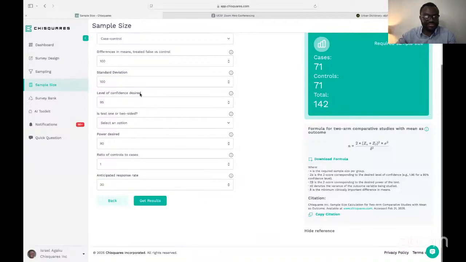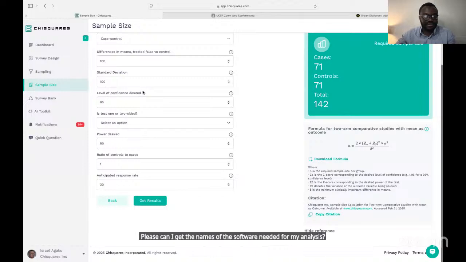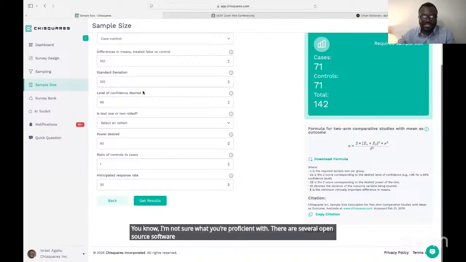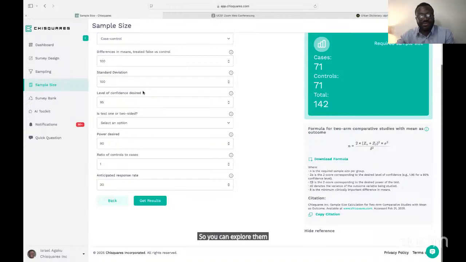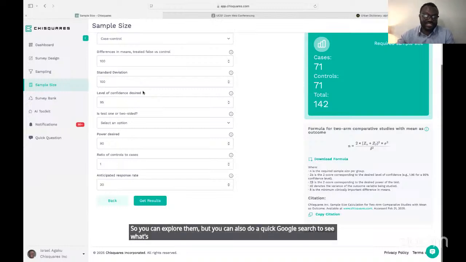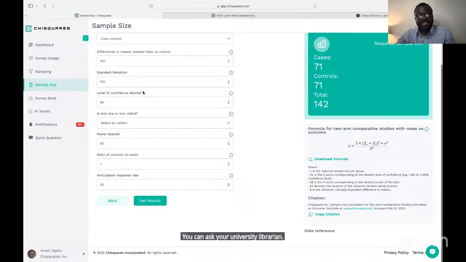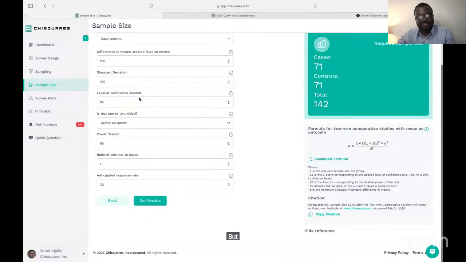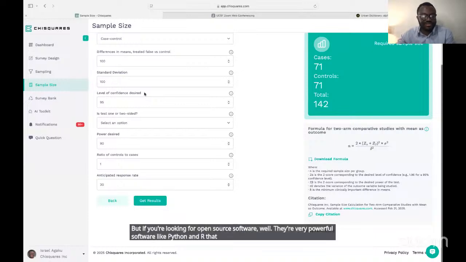Please, can I get the names of the software needed for my analysis? You know, I'm not sure what you're proficient with. There are several open source software. There is Python, there's R. These are all open source. So you can explore them, but you can also do a quick Google search to see what's available in your university. You can ask your university librarian. Those questions are more suited for your librarian at your institution than here. I don't know what's available to you in your institution, so I will not be able to recommend to you. But if you're looking for open source software, there are very powerful software like Python and R that you could use for your work.